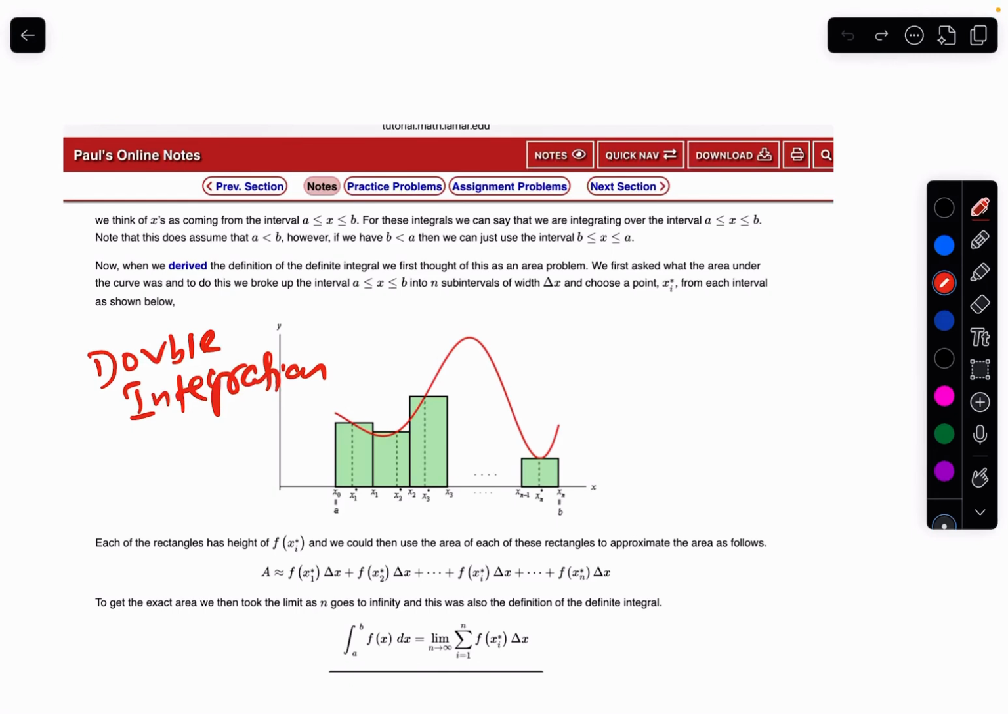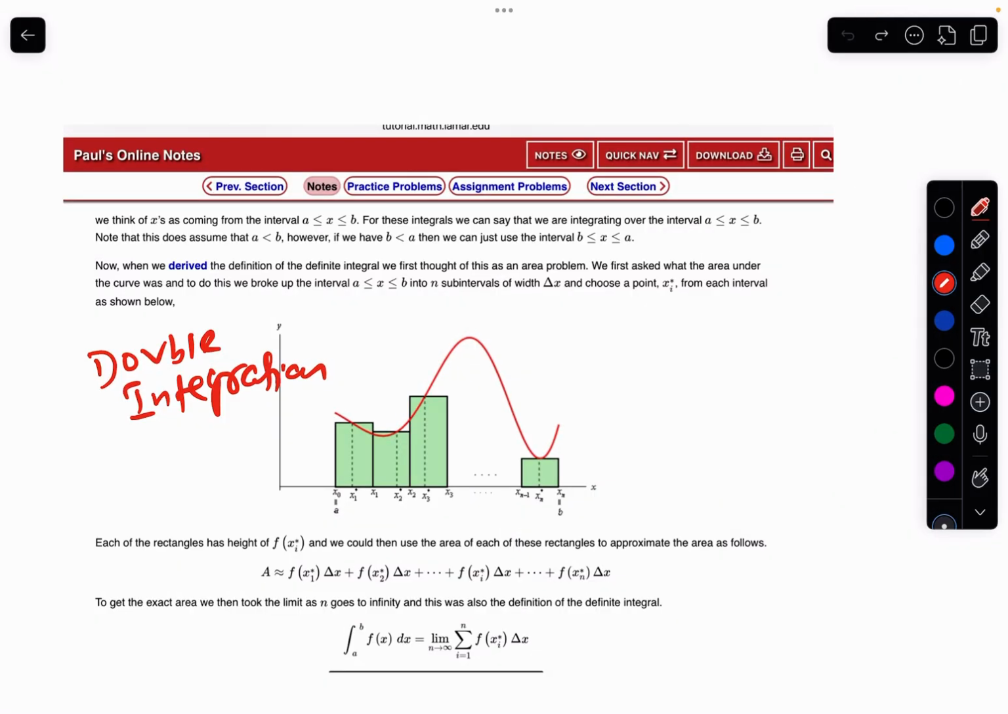Hello friends, let us begin the double integration. So we studied the integration in our 12th standard. So let us recall that part first. So basically integration arose from the area under the curve.